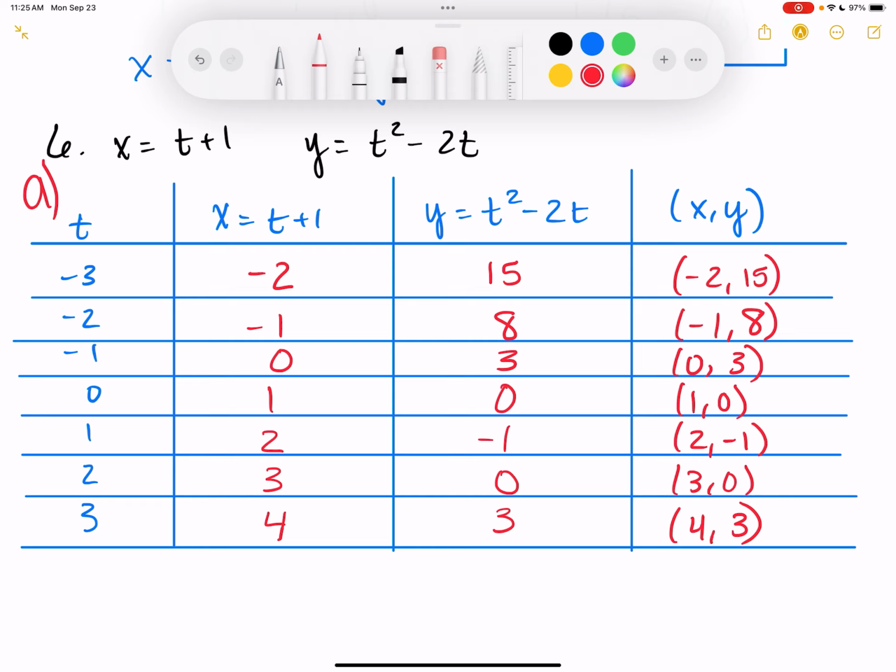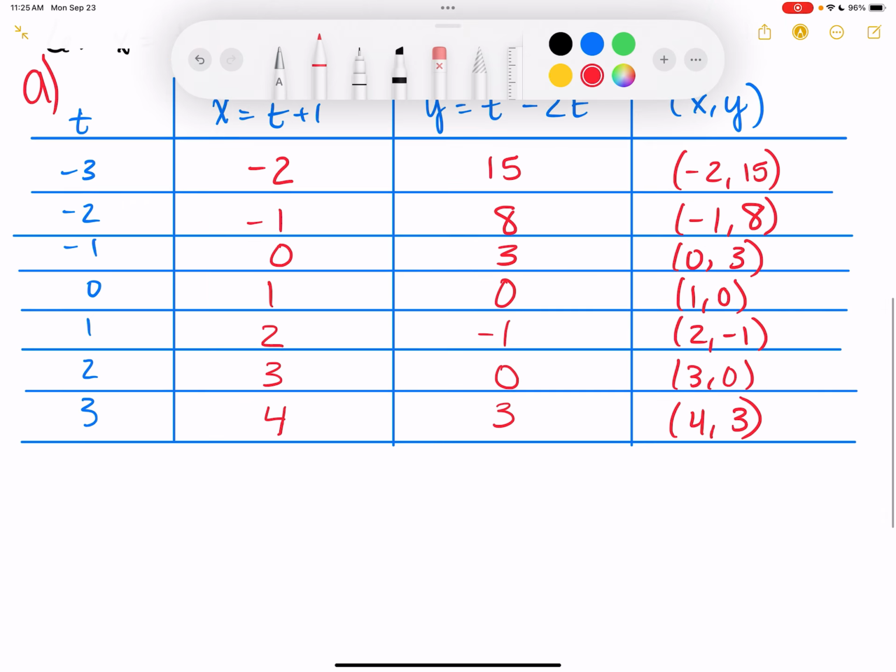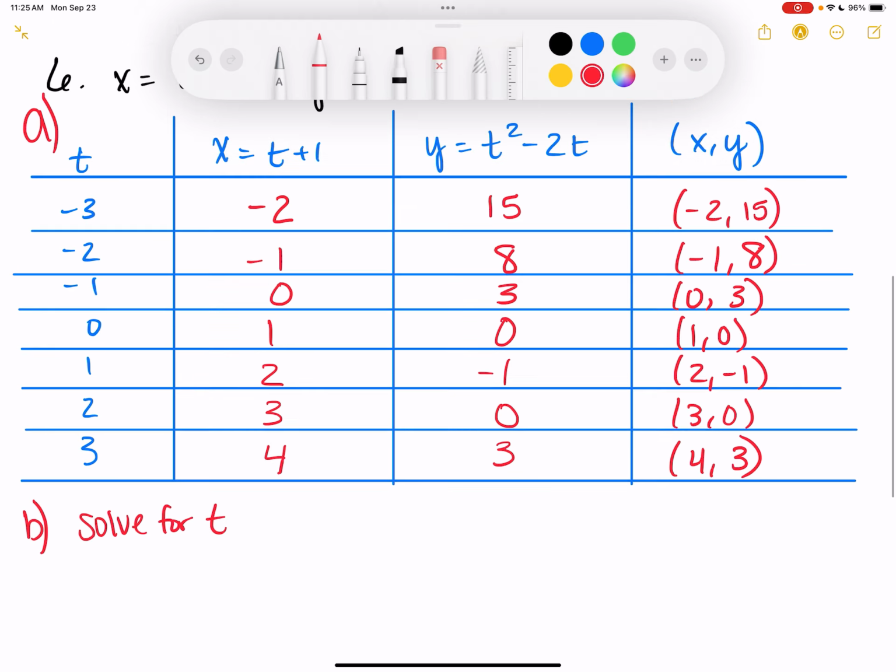There's 3 parts, but we're only doing 2 of the 3. All right, part B. Find a direct algebraic relationship between x and y. Determine whether the parametric equations determine y as a function of x. So basically, what they're telling us to do is solve for t. When I solve for t, I'm going to do so with x. Then I'm going to plug that in for t in y and get an equation.